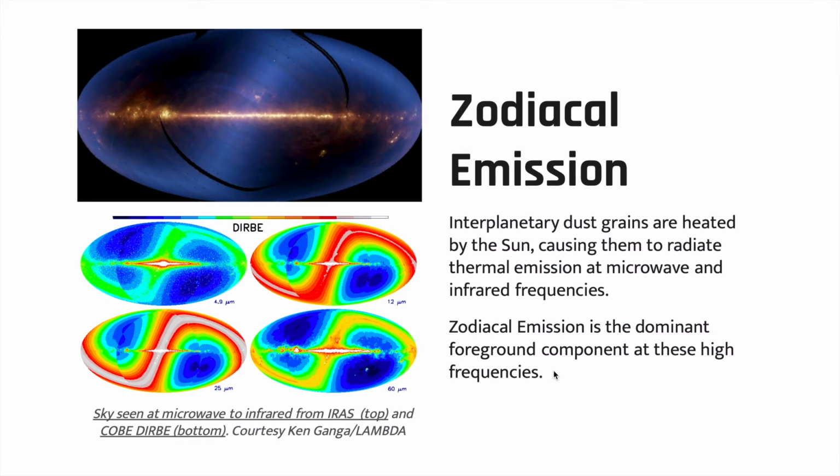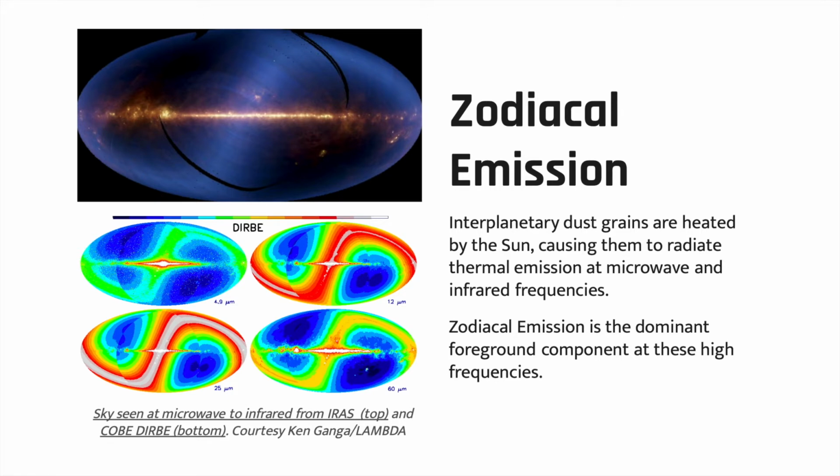The optical light reflected from the dust in itself is not a problem for CMB cosmology. However, these dust grains are also heated by the sun, which causes them to radiate thermal emission at high microwave frequencies and in the infrared. We can see what the zodiacal emission looks like in galactic maps in these two figures, which show the observed emission from the IRAS experiment at the top and the DIRBE at the bottom.